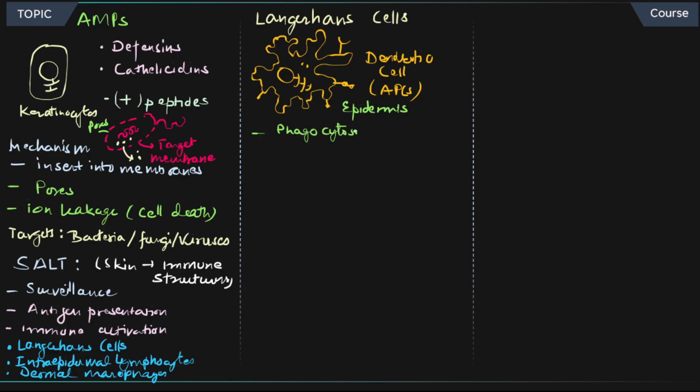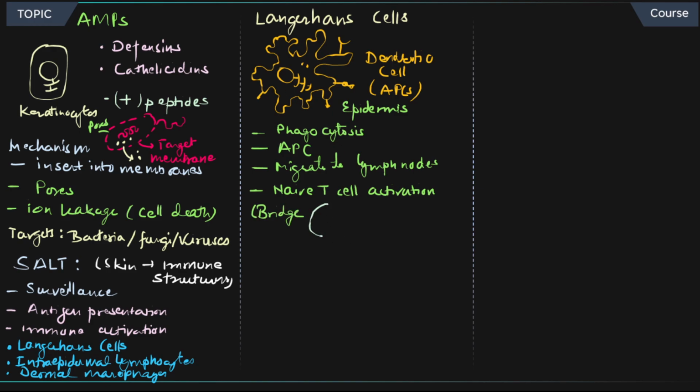They are used for phagocytosis. Obviously, they will be used for antigen presenting. The antigen presenting cells of the skin will migrate to lymph nodes. Lymph node migration should happen because activation of immune cells is required. Next is naive T cell activation. They will further activate the naive T cells, the mature T cells coming from the primary lymphoid organs. So it's basically a bridge between innate and adaptive immunity. These Langerhans cells are dendritic cells, so whatever the function of a dendritic cell is, it's a function of Langerhans cells.